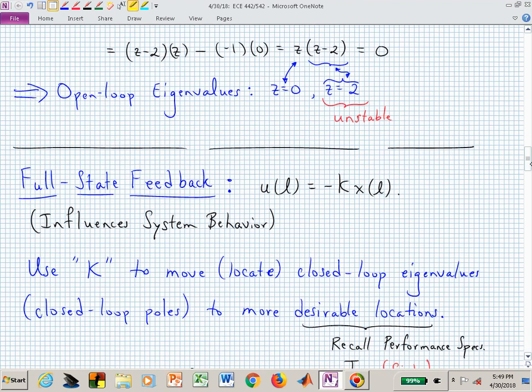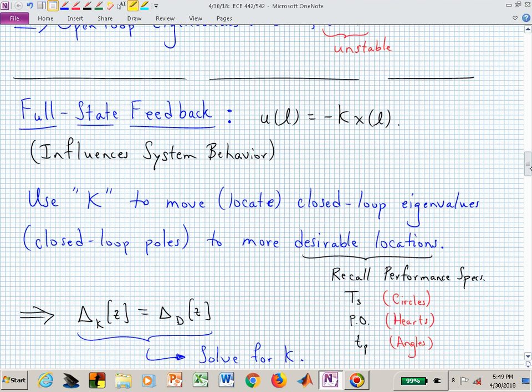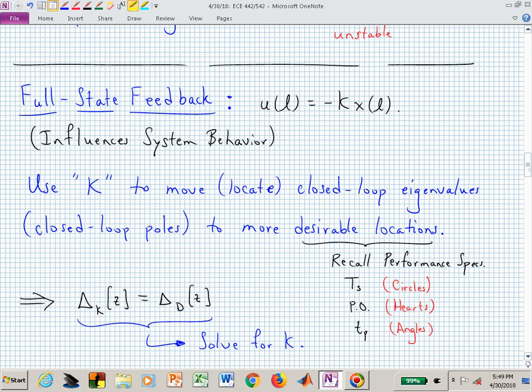And so we're using K, this matrix, and a lot of times in this class, if we have one input, that K matrix is actually going to be a row vector. It's going to be one row tall, and it will have as many columns as we have state variable components.